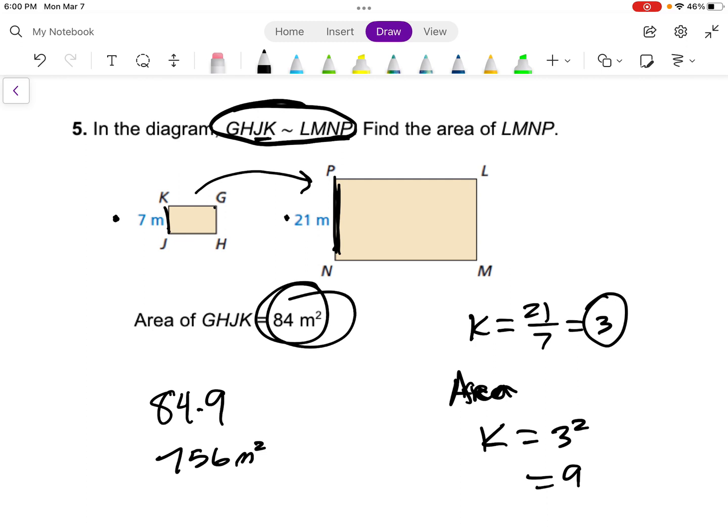So really important: with perimeter, the sides and the perimeter have the same scale factor. With area, you have to take the scale factor of the lengths of the sides and square it in order to find the scale factor for the area.